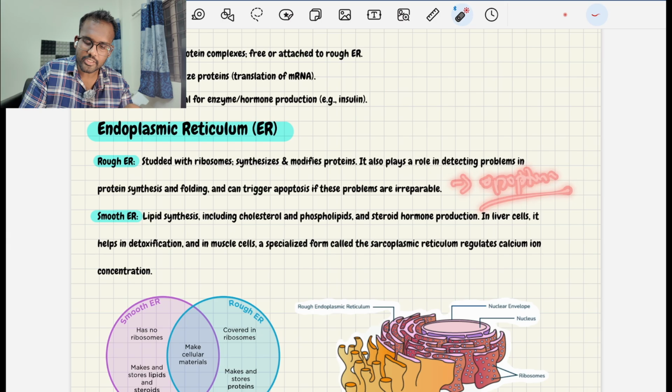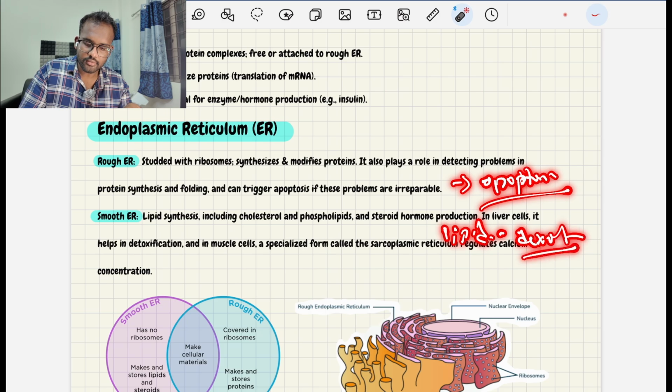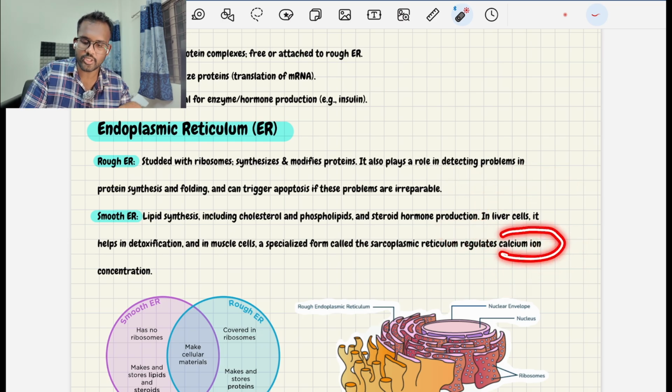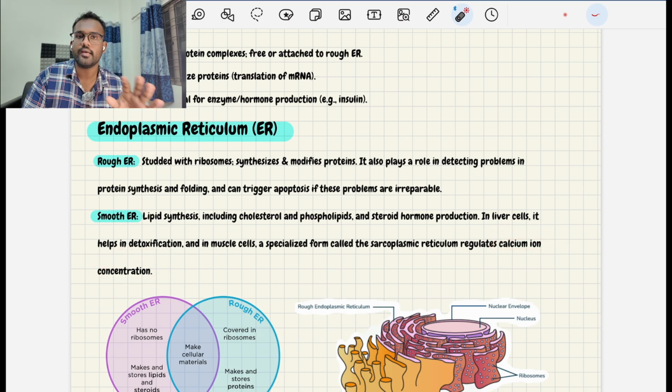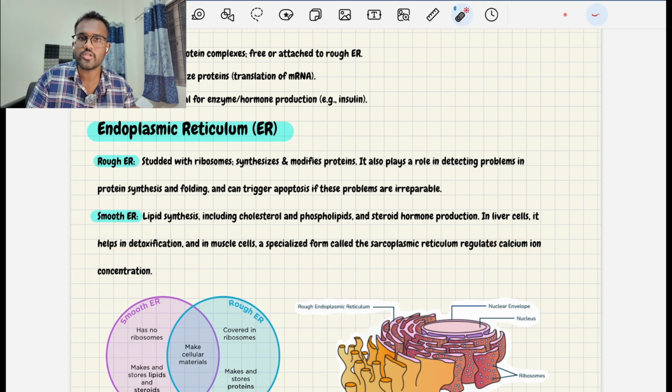It helps in detoxification, and in muscle cells a specialized form called the sarcoplasmic reticulum regulates calcium ion concentration. So in the rough endoplasmic reticulum you have to remember protein synthesis and also apoptosis. And in the smooth endoplasmic reticulum you have to remember lipid synthesis, detoxification, and in muscle cells the sarcoplasmic reticulum helps in regulation of calcium ion concentration in the muscles. So these are the major points you have to remember.